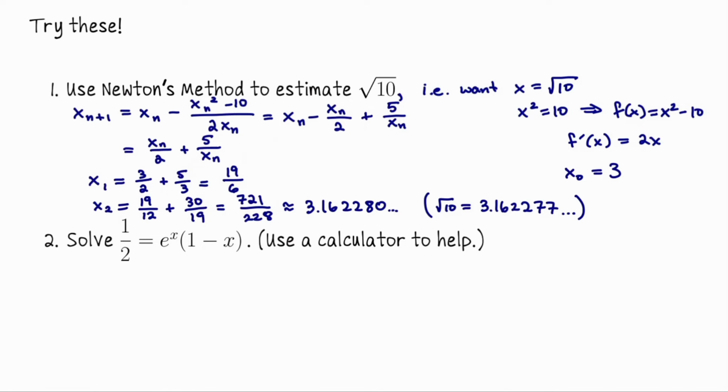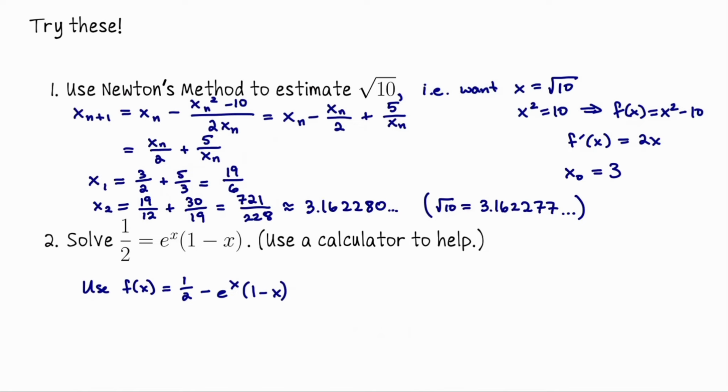Okay, again, the second one is also not phrased as finding the root of a function. See if you can write down a function whose root is equivalent to this equality. What we want to realize is that 1/2 equals e to the x times 1 minus x is equivalent to 1/2 minus e to the x times 1 minus x equals 0. So if 1/2 minus e to the x times 1 minus x was our function, we would be looking for a root of the function. So let's use f of x equals 1/2 minus e to the x times 1 minus x. You could also have subtracted the left side over. That would be fine as well.